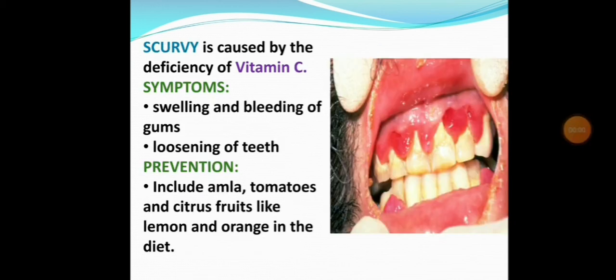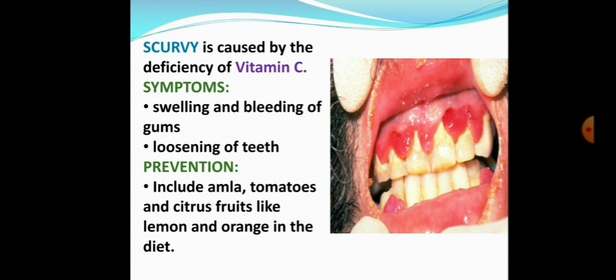Now, the next deficiency disease is scurvy. Scurvy is caused by the deficiency of vitamin C. So, vitamin C deficiency, scurvy. What are the symptoms of scurvy? Swelling and bleeding of gums. See in this picture, the gums are so red because they are bleeding and they are swollen also. Loosening of teeth: teeth also become loose because gums are bleeding.